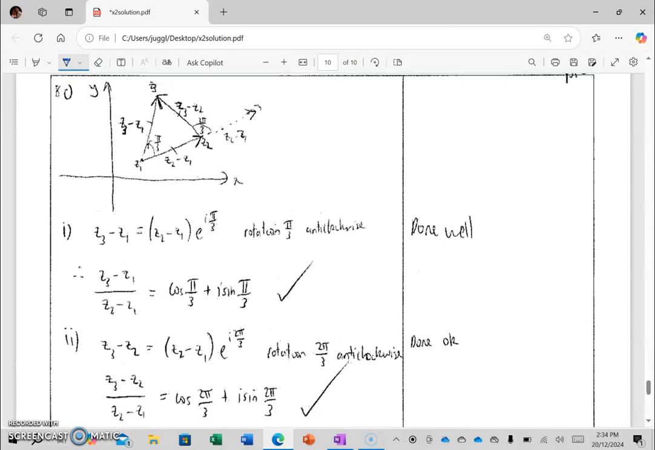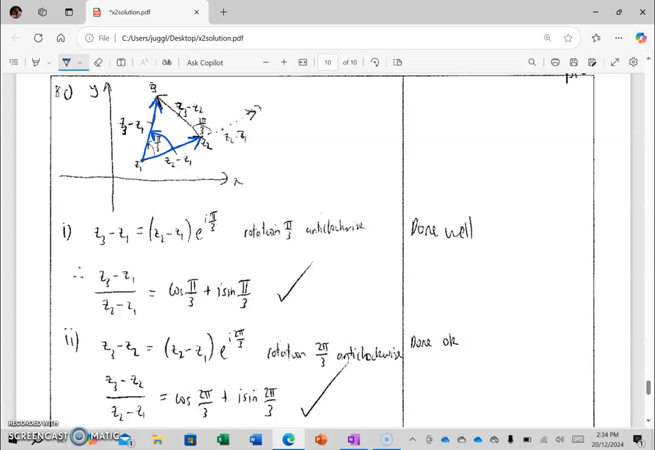Okay, the last question. The first bit was done quite well. So if you take the vector z3 minus z1, there's a vector starting from z1 and going to z3. It's that vector there in blue. And the other vector is z2 minus z1, which is starting from z1 and going to z2. So if you take that vector and go pi on 3 anti-clockwise, you get to that one. So that's why it's e to the i pi on 3, rotate pi on 3 anti-clockwise.